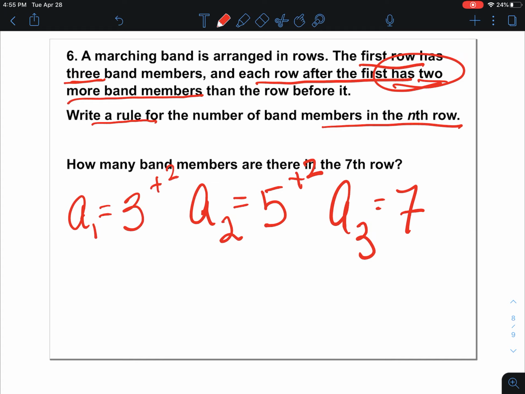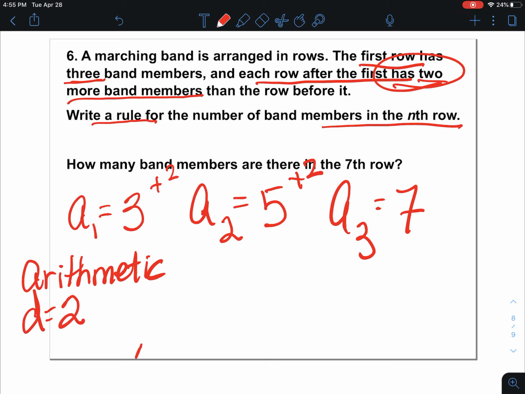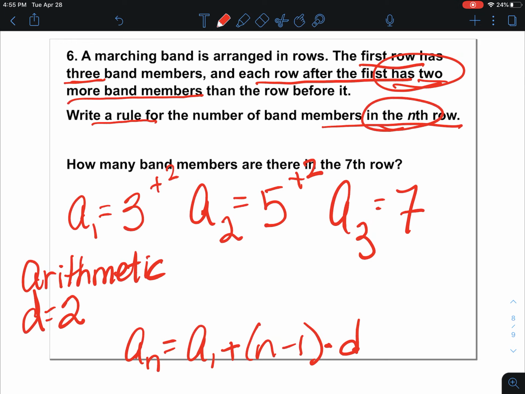Okay, well, let's look and see here. If we're adding 2 every time, that means we have an arithmetic sequence. We know that if we add 2, that's our common difference. And here, again, is our formula. So we're writing the nth term, so a sub n equals the first term, which we know we started with 3 in that first row, so 3 is the first term, plus n minus 1 times our difference, which we know was plus 2.